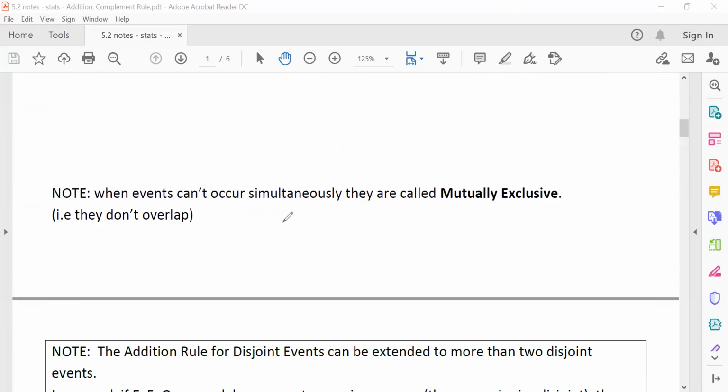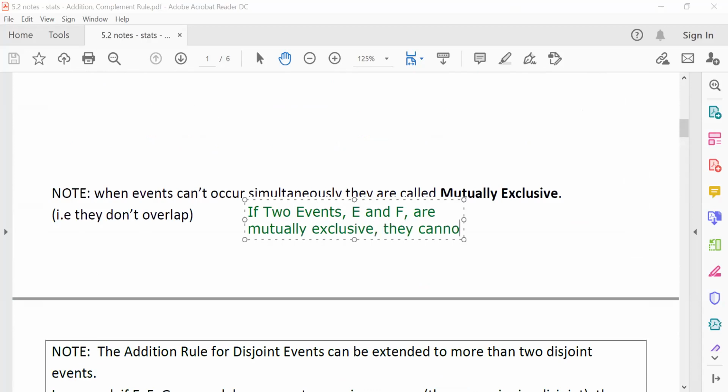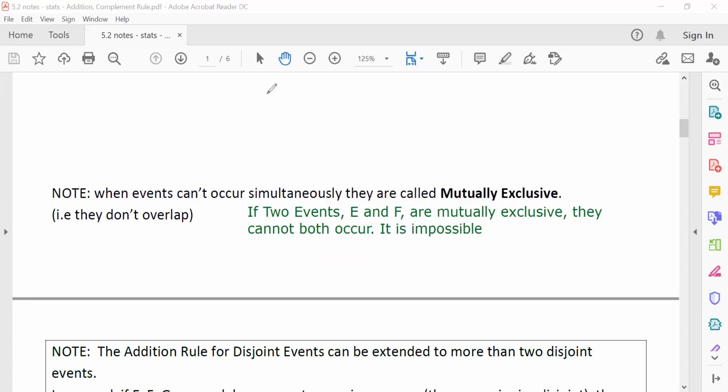What we're going to find is that if two events, E and F, are mutually exclusive, they cannot both occur. It is impossible. The event of getting an even number and the event of getting an odd number are not going to overlap with each other. So what we would say then is that the probability that both E and F occur has to be 0 if they're mutually exclusive. That's another way of saying it. It's impossible for them both to occur.